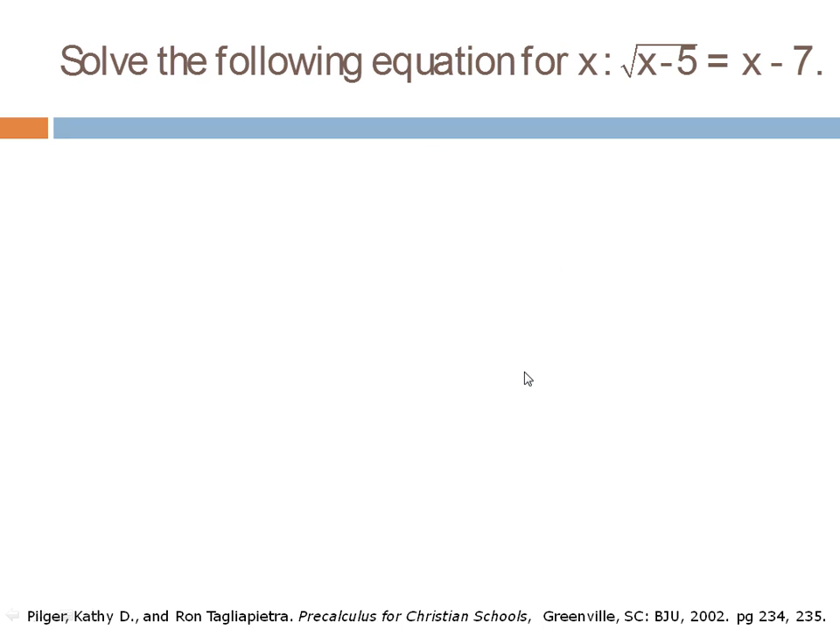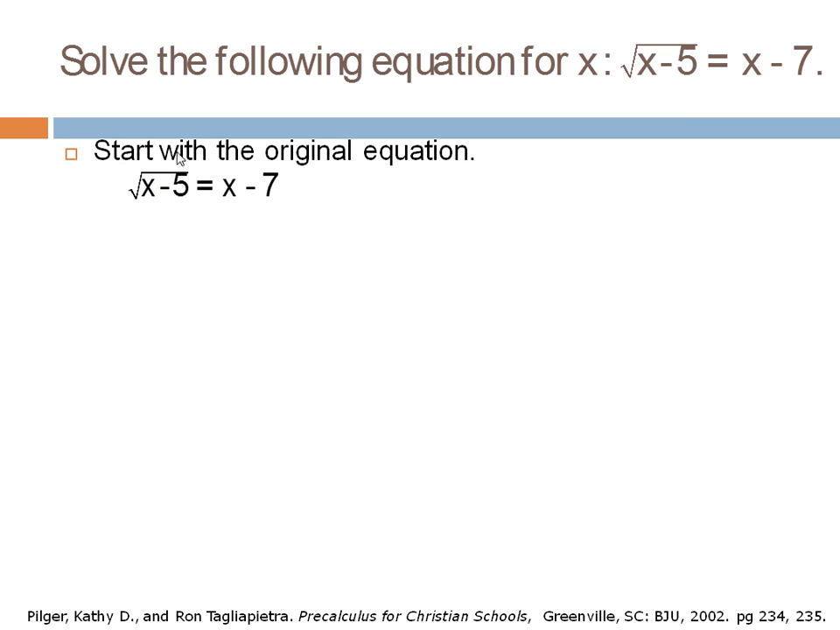Now this one we want to solve for x. We have the square root of x minus 5 equals x minus 7. Our first step, again, is to isolate the radical. Well, the radical is already isolated. It's here on the left side. Nothing else is with it. So now we can square both sides.